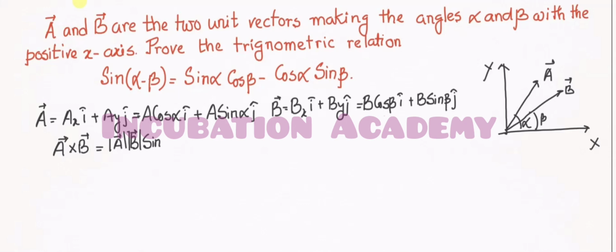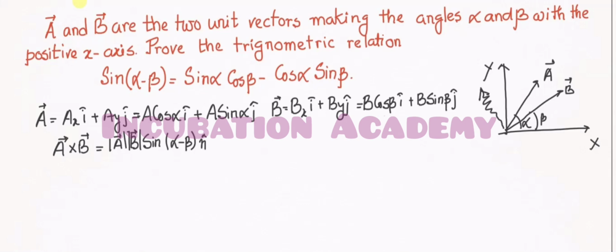I have said why I have taken them on the same side of the x-axis in the anti-clockwise direction. They make angles alpha and beta, because you have to find that the angle between a and b is alpha minus beta, the angle between a and b, not with the positive x-axis. So we can say sine (alpha minus beta). And after that n cap. What is n cap? N cap is in the direction perpendicular to the xy plane. It is actually the z axis.